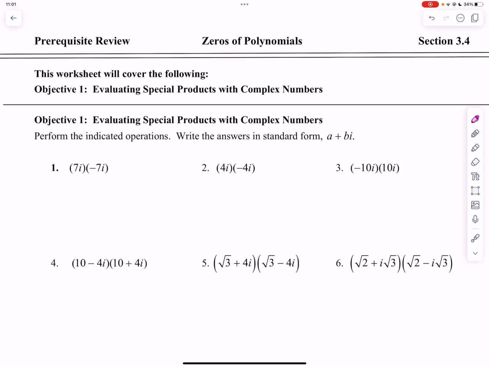This is the prerequisite review for section 3.4, Zeros of Polynomials. In this worksheet, we will only have one objective, and that will be to evaluate special products with complex numbers. So we are going to have special products with complex numbers. And once we perform the operations, we will write our answers in standard form. So let's go ahead and begin.